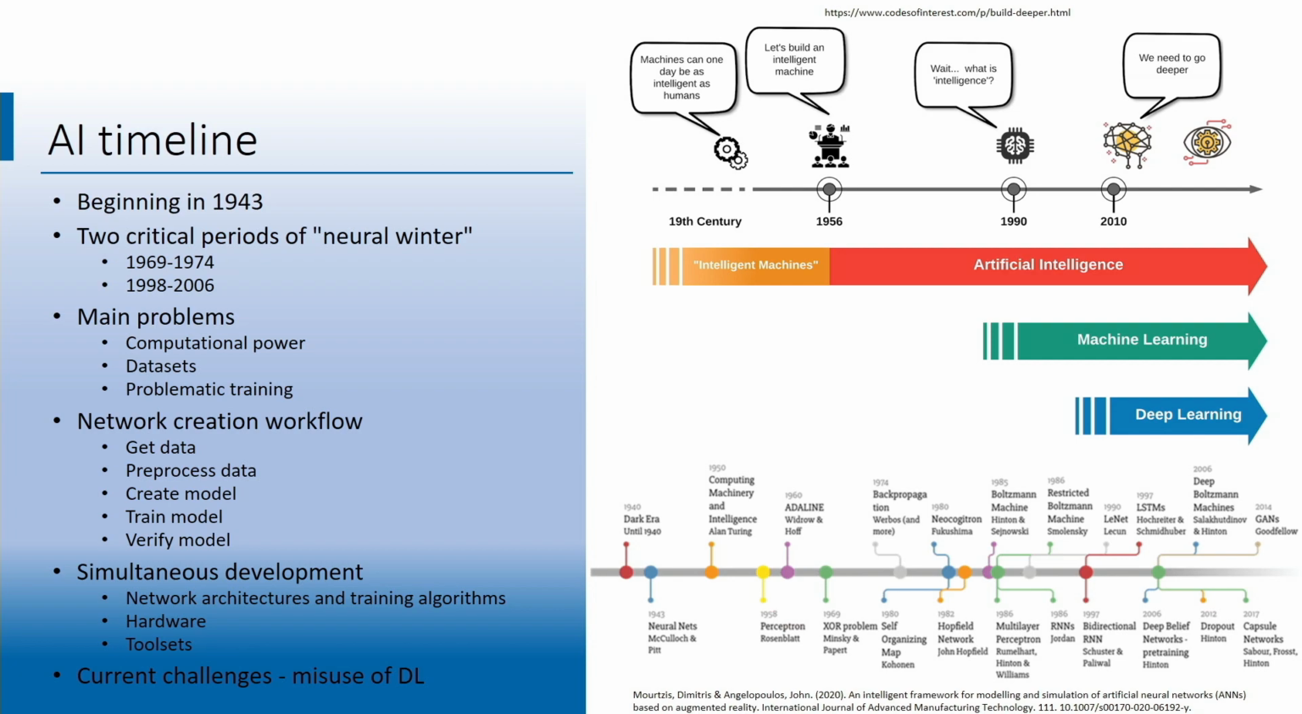Those periods are called neural winters, and they were caused by several problems. One of them was computational power. Another was datasets, which were not easily accessible or not present at all, and also problematic training of the networks because the theoretical background was not there.